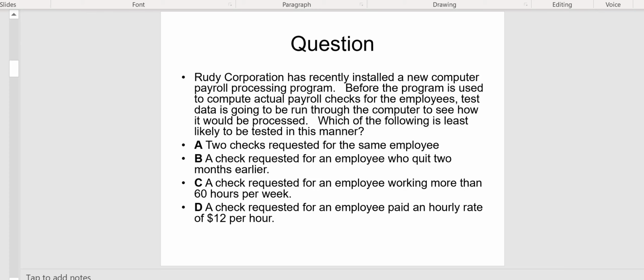What if there's an error and somebody requests a check for somebody who works more than 60 hours a week? Well, let's see how the system would handle that. Letter D doesn't pose a problem, either real or potential, so test data really wouldn't help with that.